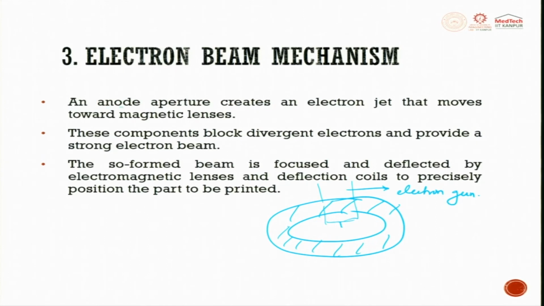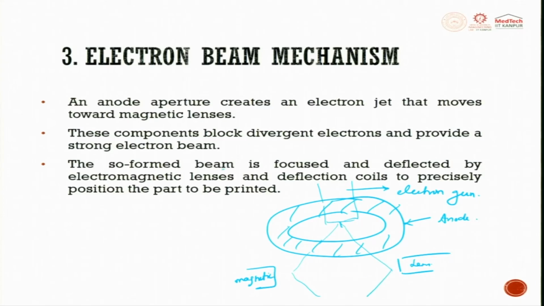Okay. So, an anode aperture creates an electron jet that moves towards the magnetic lens. After this you have the magnetic lens. These are magnetic lens. This is anode. Okay. An anode aperture creates an electron jet that moves towards the magnetic lens. These components block divergent electrons and provide a strong electron beam. So, it gets moved here, then this magnetic, then it all gets expanded. So, now what you do is you try to focus it down, that is what we say here.